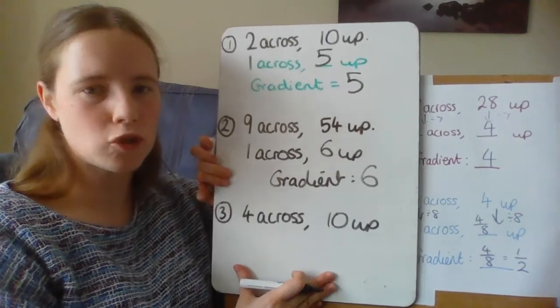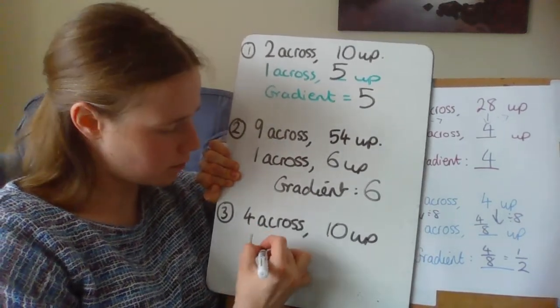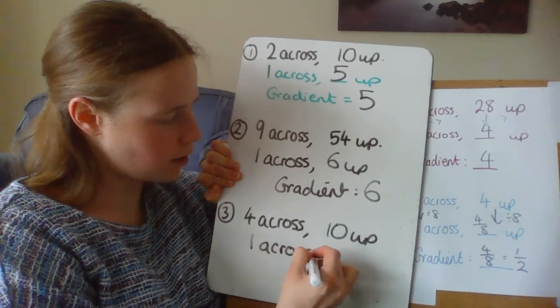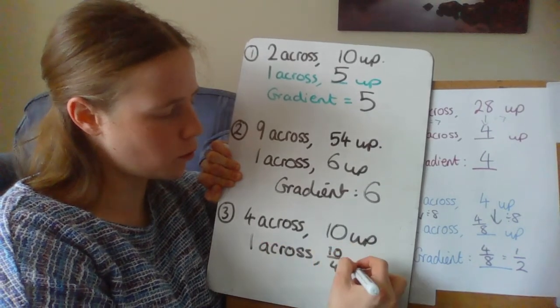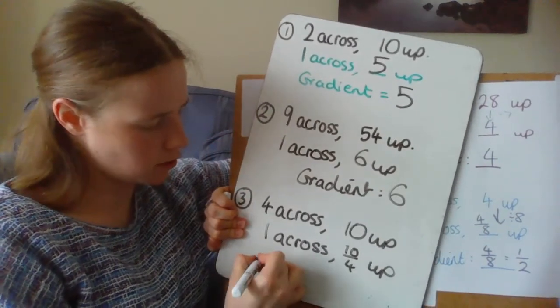Last one's a little bit more tricky. Well done if you manage this one. I need to divide both sides by 4, so it's going to be 1 across, and I'm going to write it as 10 over 4, or 10 quarters up. So my gradient is 10 quarters, sorry.